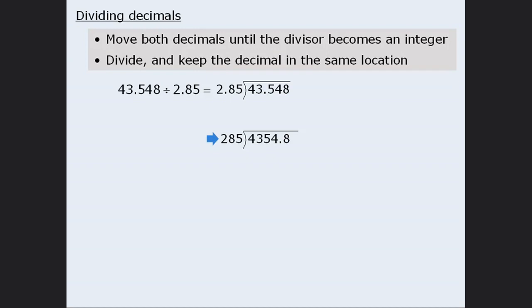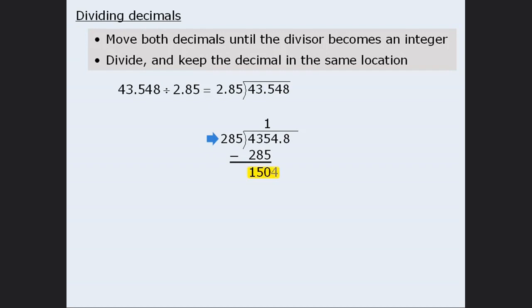4,354.8. First, 285 divides into 435 one time, and we will now multiply 285 by 1 to get 285. At this point, we will subtract this from 435 to get 150. From here, we will drop this 4 down and continue.